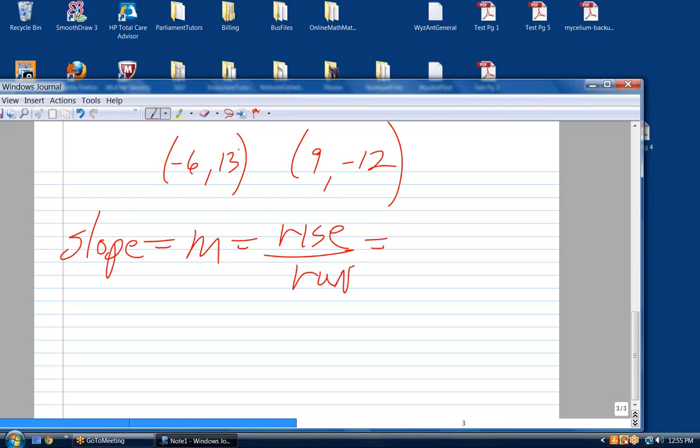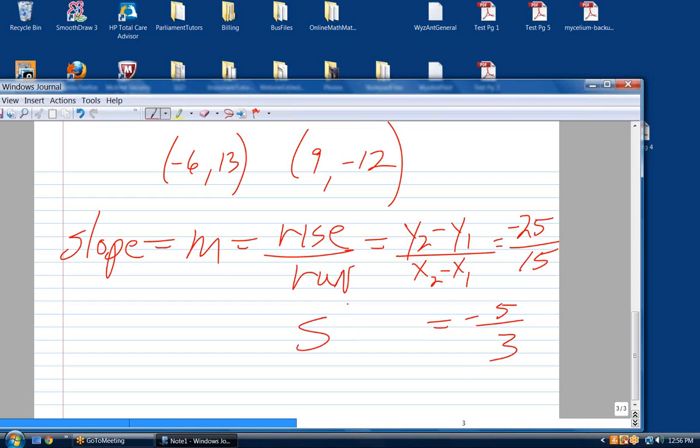Okay, the rise is the difference in the y-coordinates. In other words, the rise is y sub 2 minus y sub 1 all over the run, which is x sub 2 minus x sub 1. Yeah, okay, I remember this now. So it's negative 12 minus 13, so negative 25 over 15, which is minus 5/3. So that's the slope.